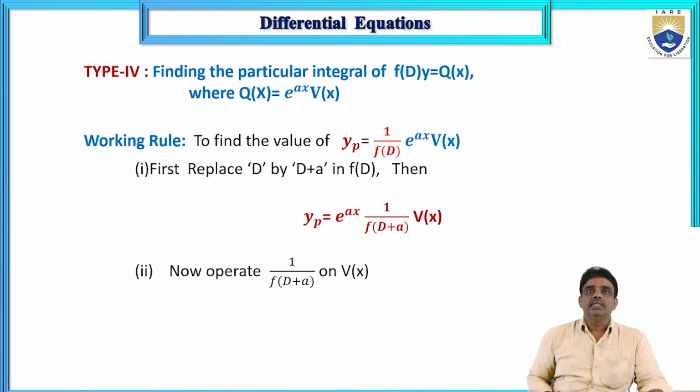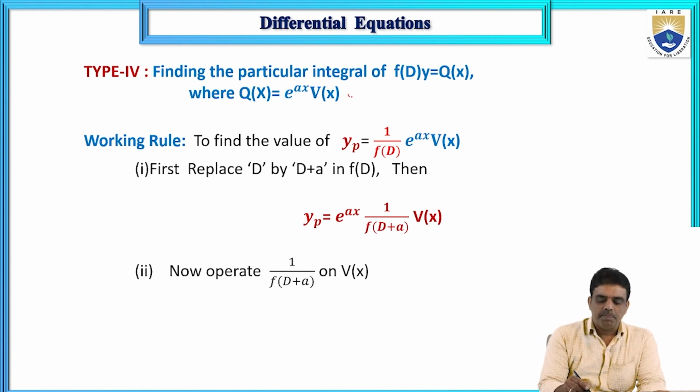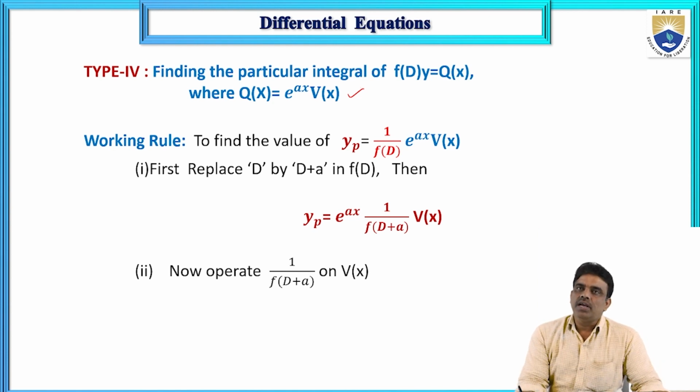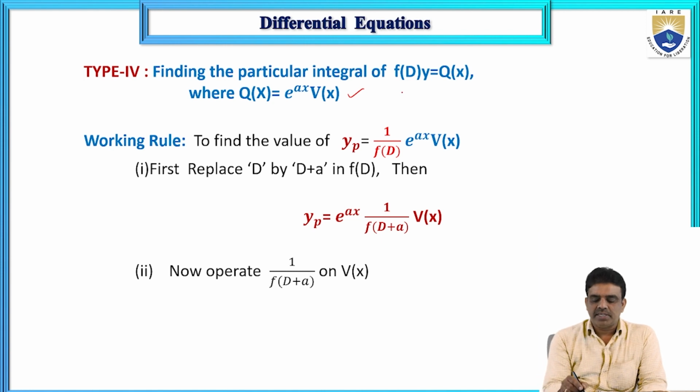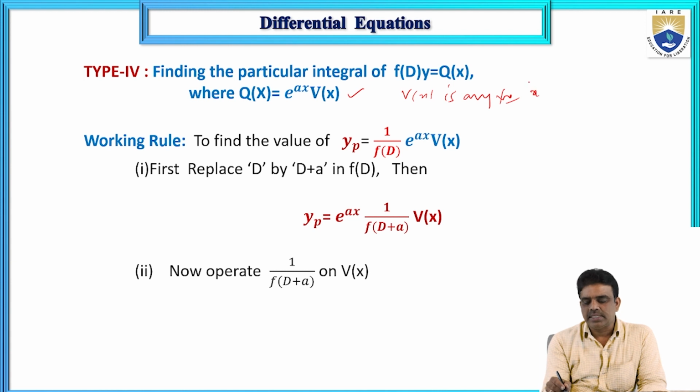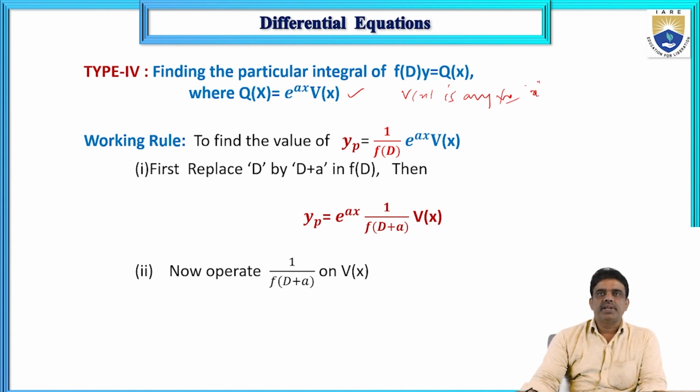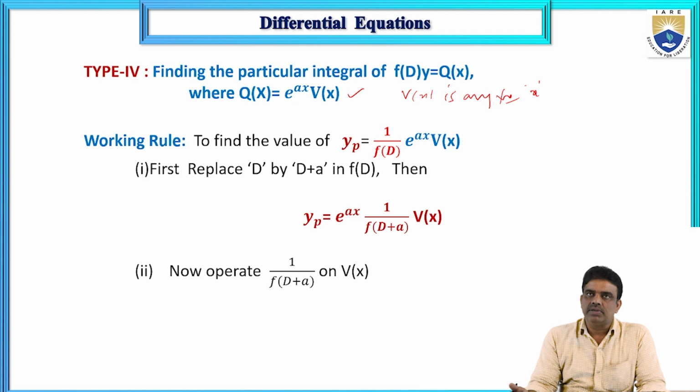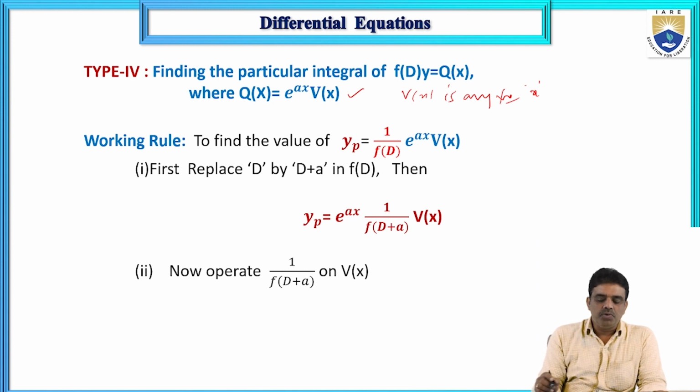So the type 4 is, if the given equation is in the form f of D of y is equal to Q of x, where Q of x is equal to e power ax V of x format. So V of x is any function of x. It may be sin x or cos x, whatever it is, or x power k or tan x, secant x. If the given differential equation is of the form f of D into y is equal to Q of x, where Q of x is in the form e power ax into V of x.